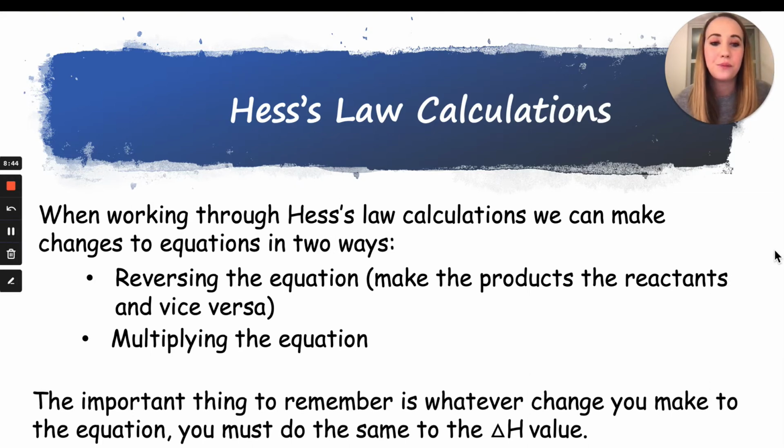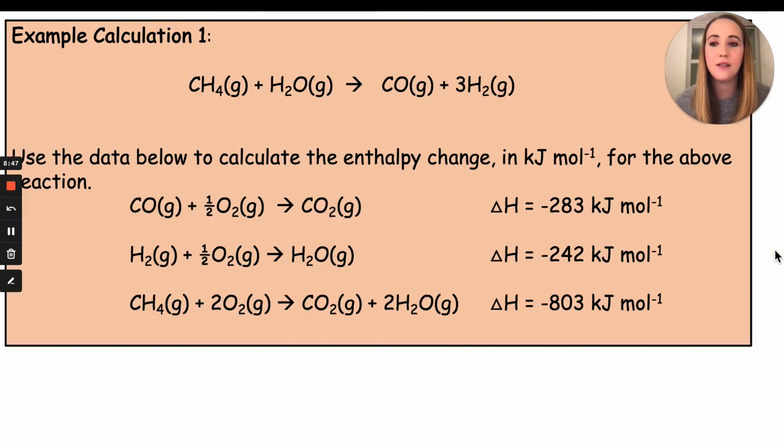Okay, so let's take a look at how this sort of question appears when we see it in an exam. We've got an equation given to us in the question. There's actually lots of equations, but the first one up here is the important one. So we've got CH4 plus H2O changing into CO plus 3H2, sorry. And the question will say something like this: use the data below, i.e. these equations and these delta H values, to calculate the enthalpy change in kilojoules per mole for the above reaction.